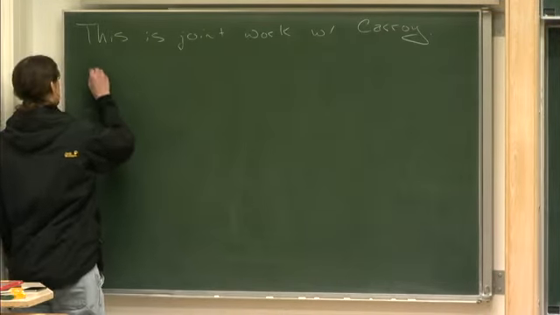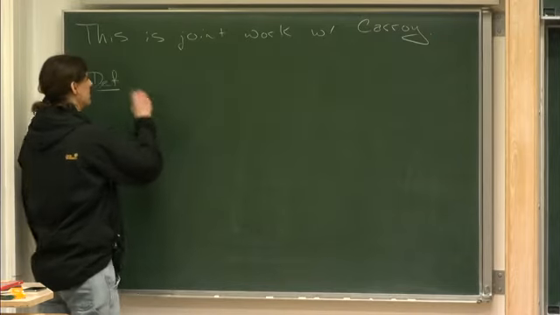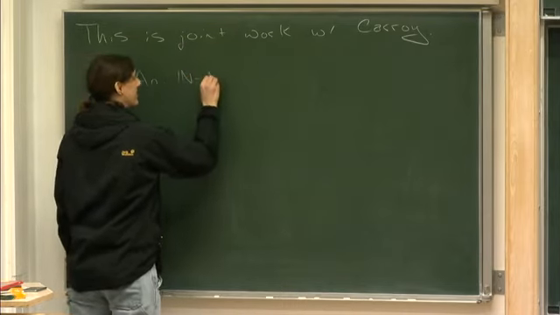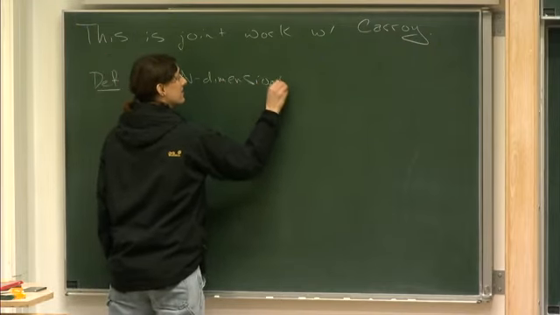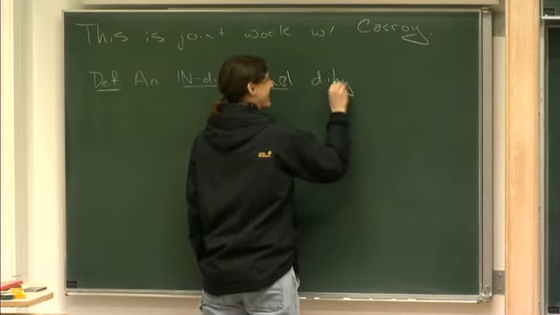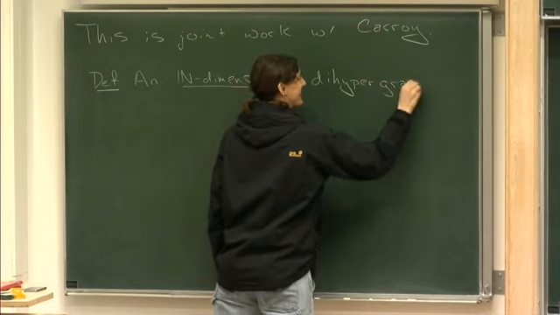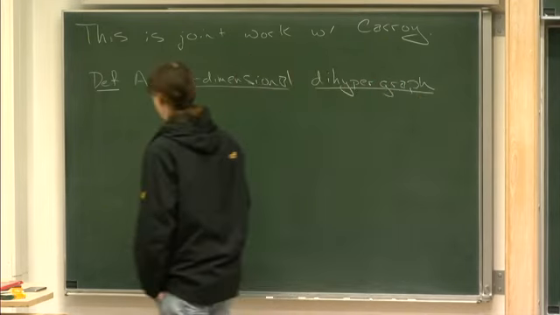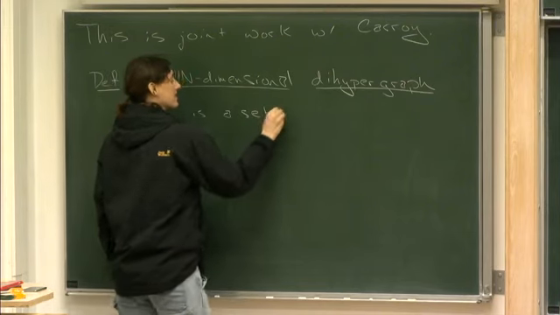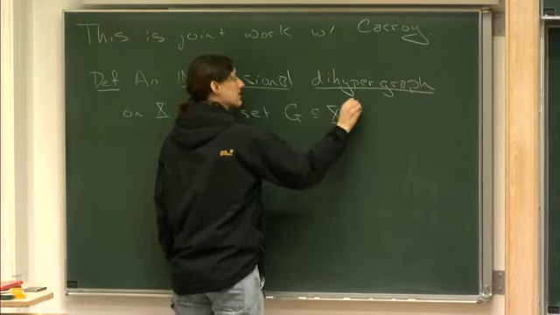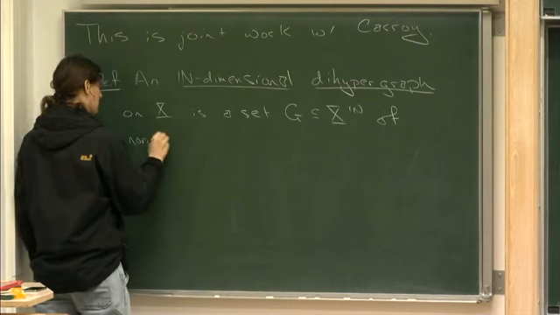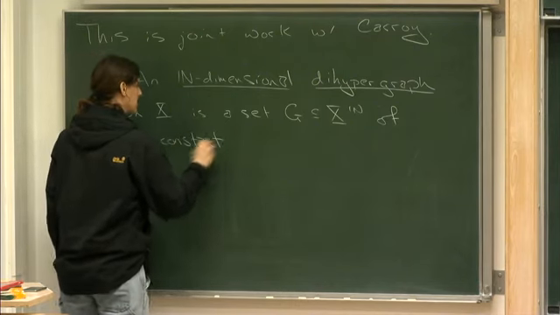An n-dimensional dihypergraph on a set X is just a set G contained in X to the n, consisting only of non-constant sequences. So they don't have to be injective, but they shouldn't be constant.